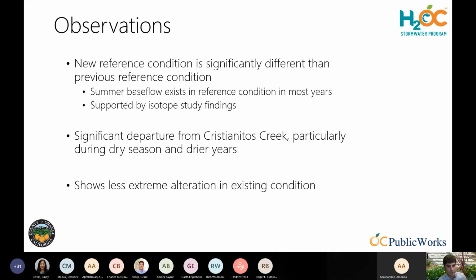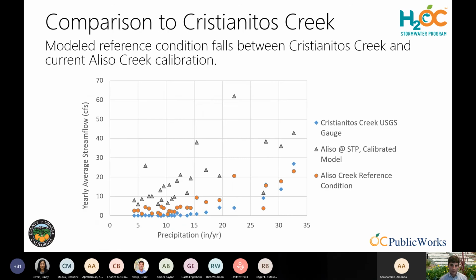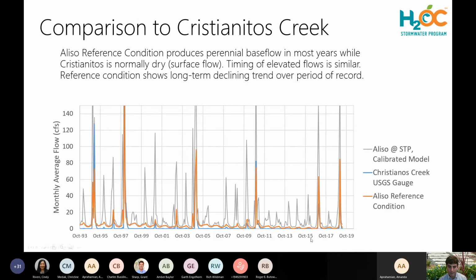So the end result is a bit less extreme alteration in the existing condition than what we showed previously, not going from an ephemeral system to a perennial system, but rather, in Aliso and in a lot of our other watersheds where we saw a similar isotopic signature, expecting there to be some perennial conditions existing at least in some years.